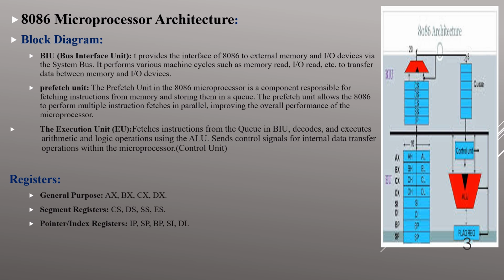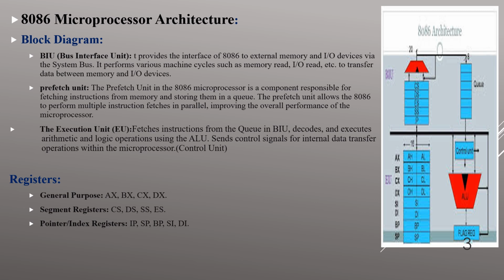Next point under the block diagram is the prefetch unit. This is a component of the BIU, that is the bus interface unit, which fetches instructions from memory and stores them in a queue. It allows the 8086 to perform multiple instruction fetches in parallel, enhancing overall performance, which also includes the registers. So what are the registers?